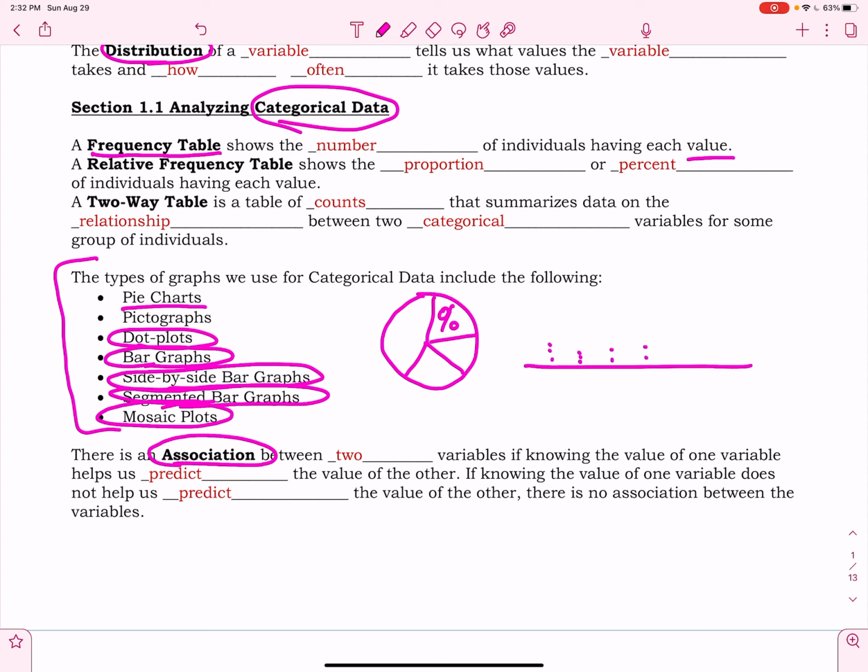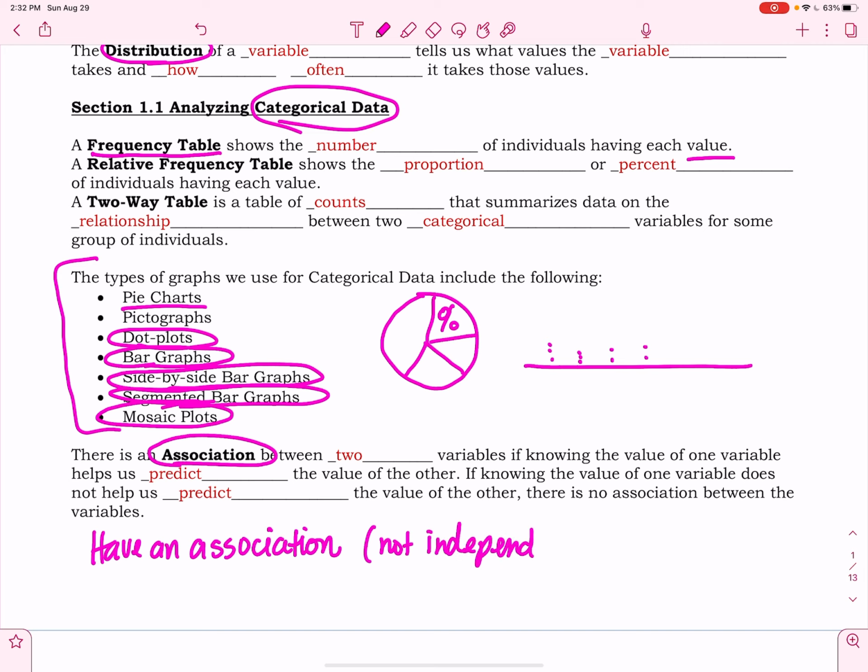value of the other. So what this means is, if two variables have an association, in other words, if knowing one thing helps me predict another thing, then they have an association. This is also known as not independent. In other words, my two variables are not independent of one another because one of them can predict the other. So that is what I'm talking about as far as having an association.